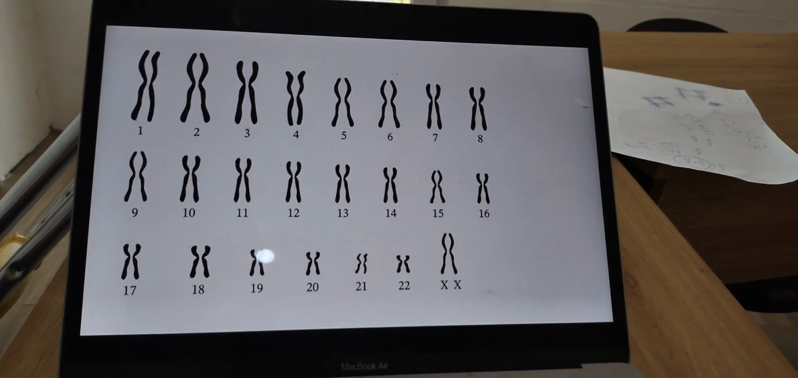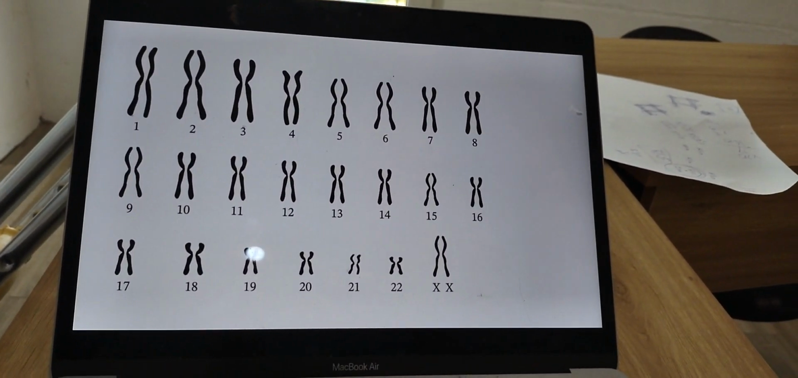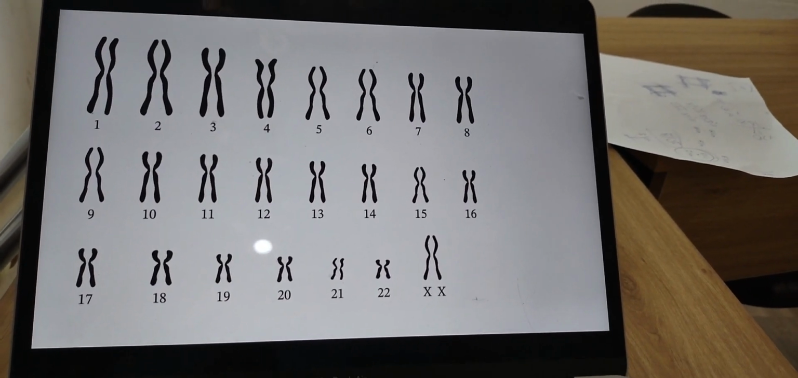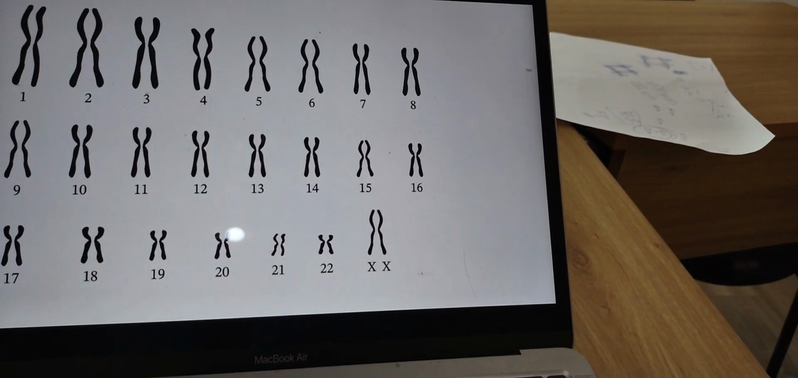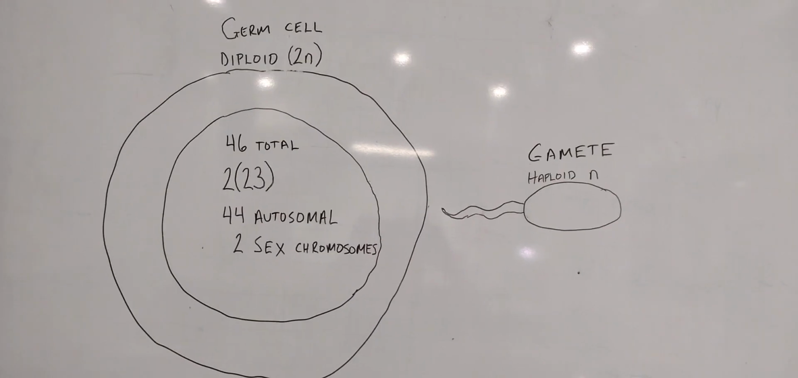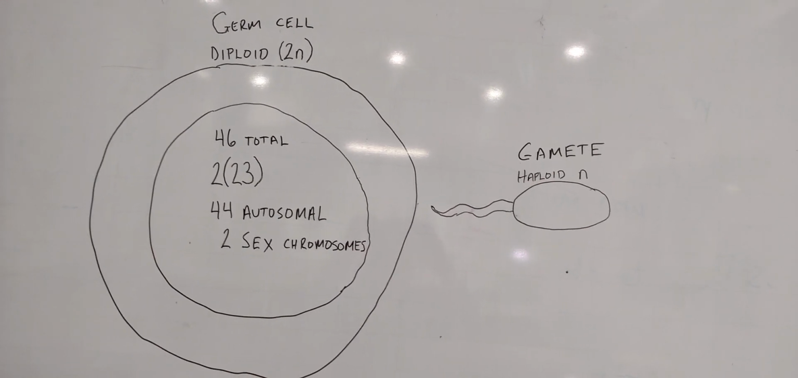So if we come back to the karyotype, for instance, of chromosome 1, and that's how they're named, then there are 2. And of chromosome 2, there are 2. There are 2 sex chromosomes. This is a female, so it's XX. In this scenario, this is a germ cell. It's going through the process of meiosis.